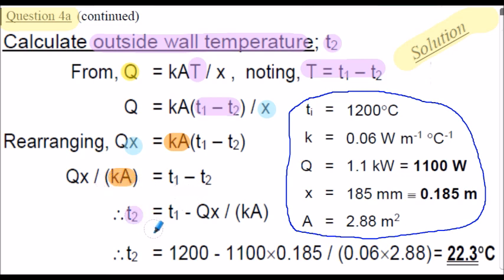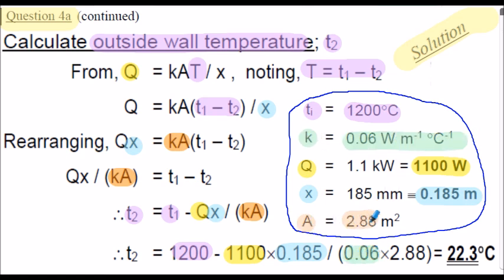So my final formula here is T2 is equal to T1 minus Q multiplied by X, and that's all divided by Ka. So inserting the values from the question, just repeated them here for convenience. This is T1, this is Q, this is X. That's all divided by K multiplied by A. So here's our K value, and here's our A value. It's explicitly given in the question. So final temperature T2 is 22.3 degrees C. So question 4a required slightly more complicated transposition.